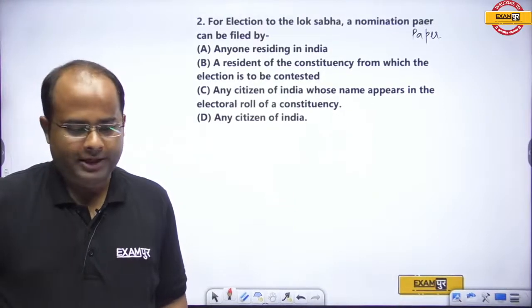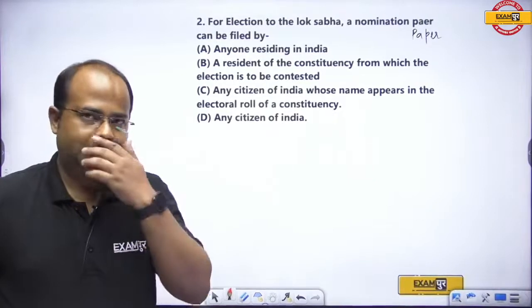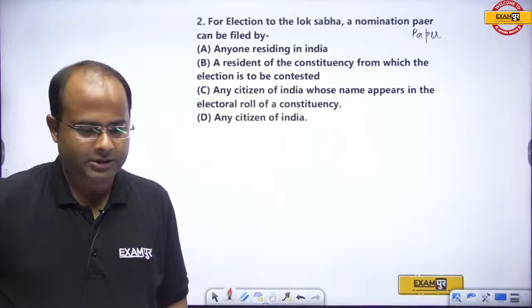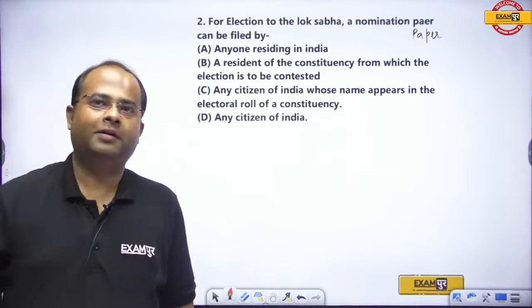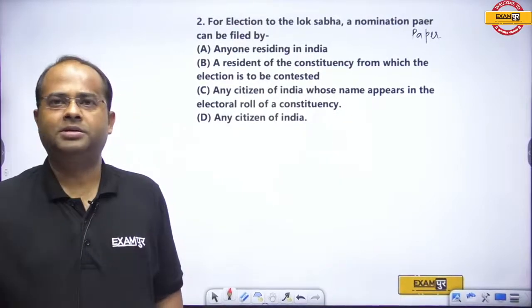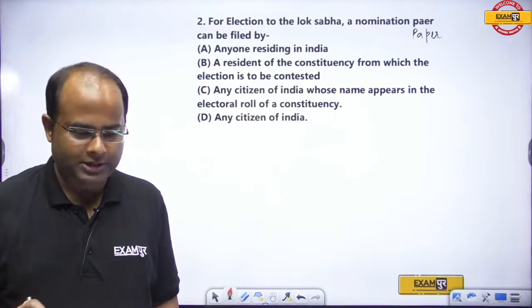So what will be the correct answer, my dear students? Okay, so I am on one side of the smart board. You can see the options properly, then you can give me the correct answer. Any citizen of India, if he is in a jail, he is not allowed to contest the election. If he is of unsound mind, if he is bankrupt, then not allowed to contest election?